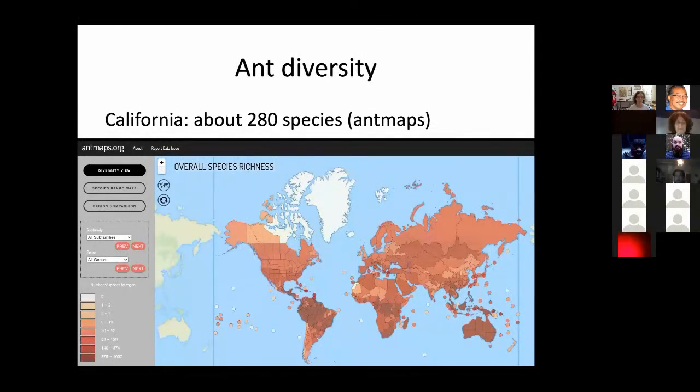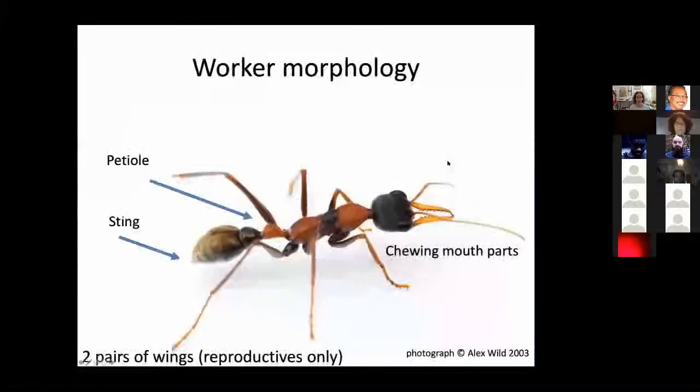And in California, we have about 280 species, depending who you ask, but something like that, 200-something species, which is useful to know. And obviously, I'll talk about the most common ones. There are many more species even in our area. And yeah, so a little bit about the ant morphology.